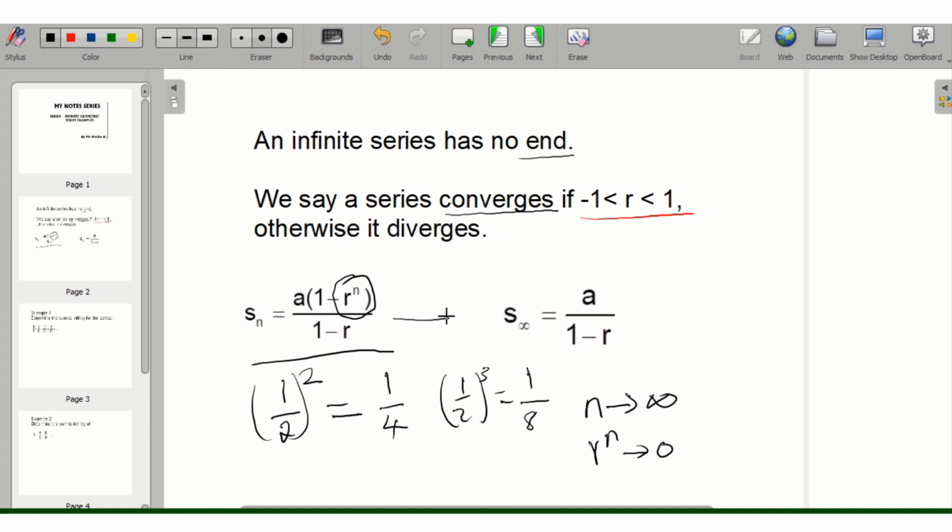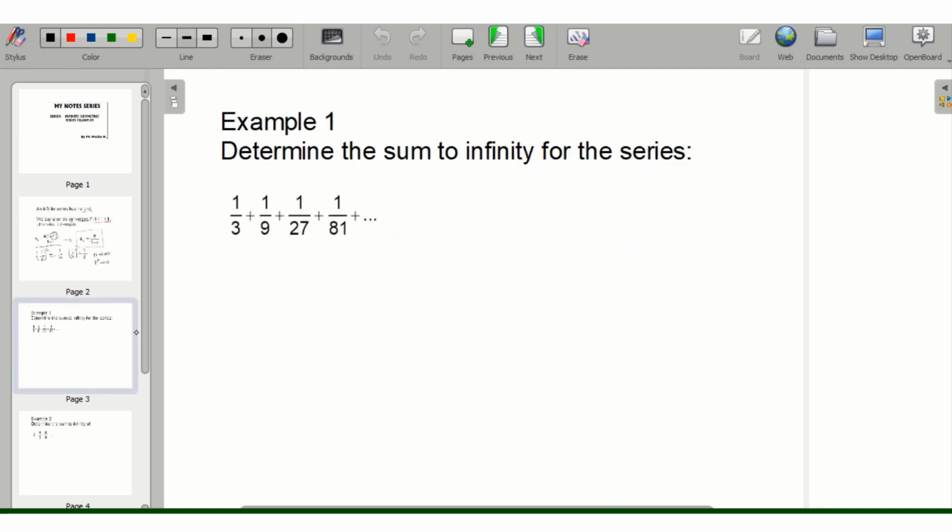Now it gets so small that the sum to infinity can be written as a over 1 minus r, because if r to the power n is 0, then we are just left with a multiplied by 1, which will give us a. So this is the formula that we use to calculate the sum to infinity, and fortunately it is also there in your formula sheets. Now let us look at a few examples.